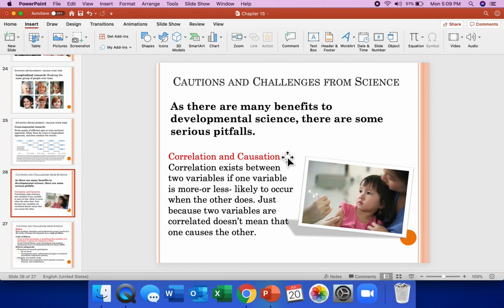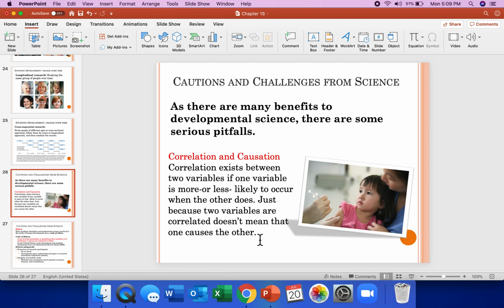So this is where we say it caused the improvement in their test scores. Correlation, however, is having both variables happen at the same time. So none of them is causing the other. They just happen to appear or coexist at the same time. A correlation exists between two variables if one variable is more likely or less likely to occur when the other one does. Just because two variables are correlated does not mean that they are causal, that they are related in a way that one causes the other.